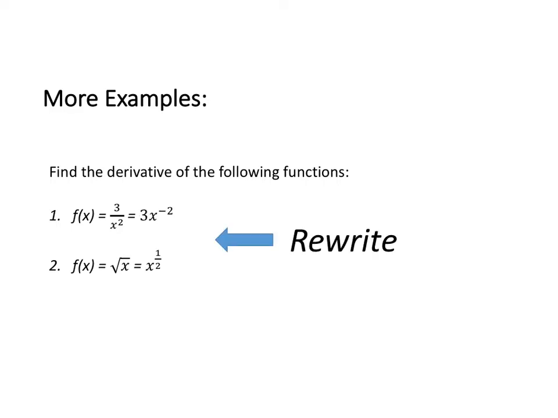So the first thing we're going to do is rewrite these. So 3 over x squared is going to become 3x to the minus 2. Notice we take this positive exponent in the denominator, we bring it up to the numerator, and we change the sign. And the square root of x, remember we can change that to being an exponent, and that becomes x to the 1/2. So we've rewritten these, and now again we can use the power rule.